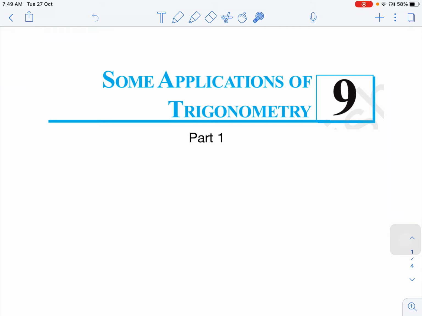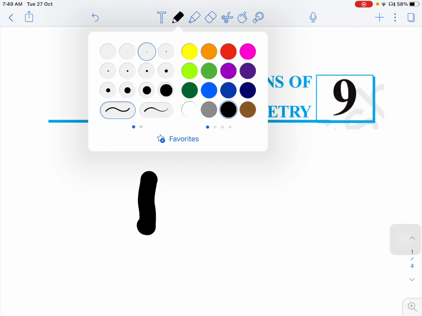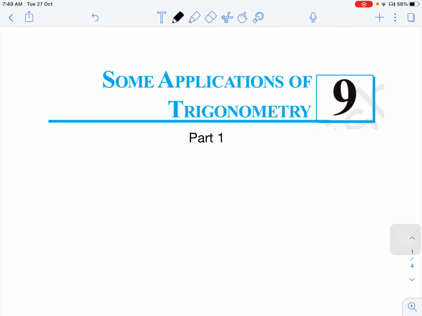Hello students. Today we are going to start our next chapter, that is chapter number 9, some applications of trigonometry. In the previous chapter, introduction to trigonometry, we learned that trigonometry is related with only a right angle triangle.